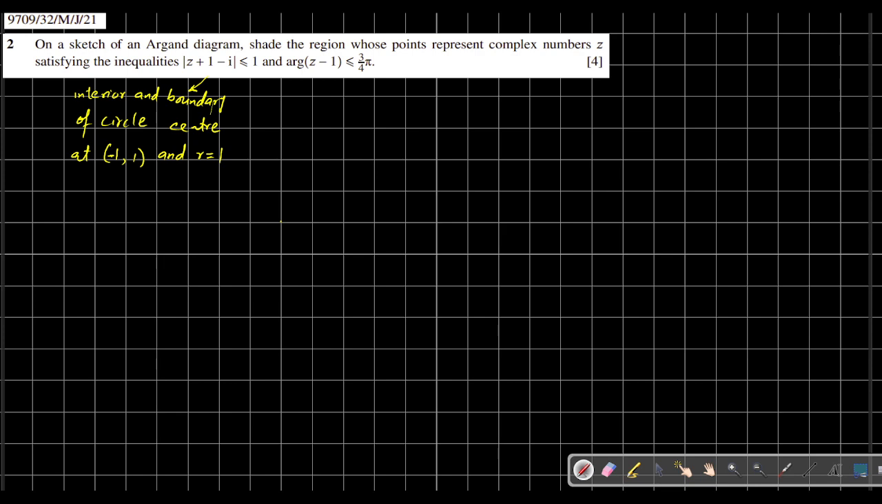So the first inequality represents the boundary and interior of a circle whose center is at -1, 1 and radius is 1. The second inequality represents all those complex numbers whose argument is less or equals to 3π/4 with center at 1, 0. Center is 1, 0 and argument of those complex numbers is less or equals to 3π/4. So we have to locate that region on the Argand diagram which satisfies the given two inequalities.